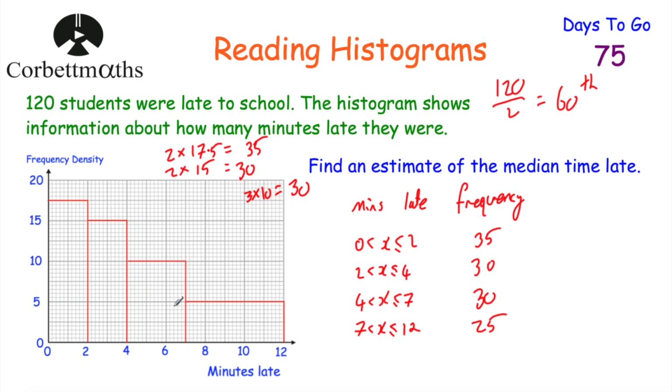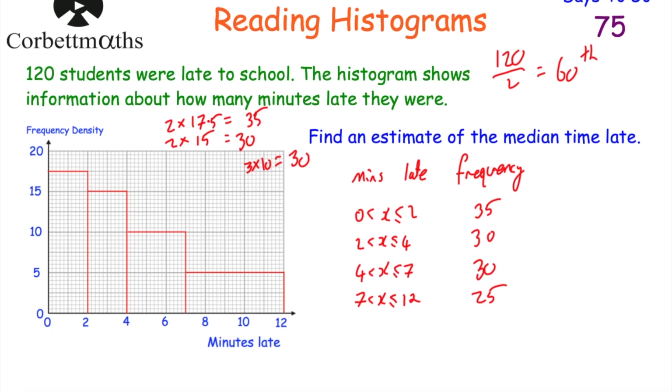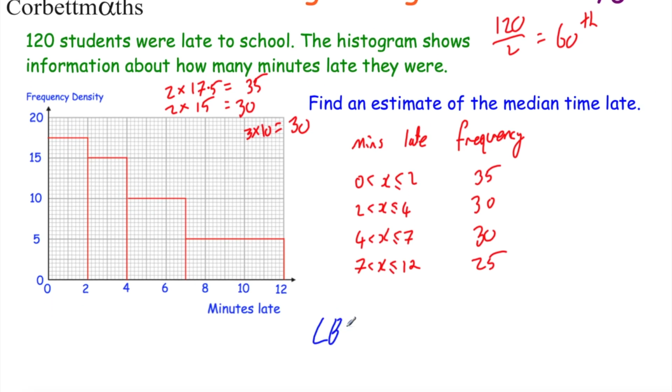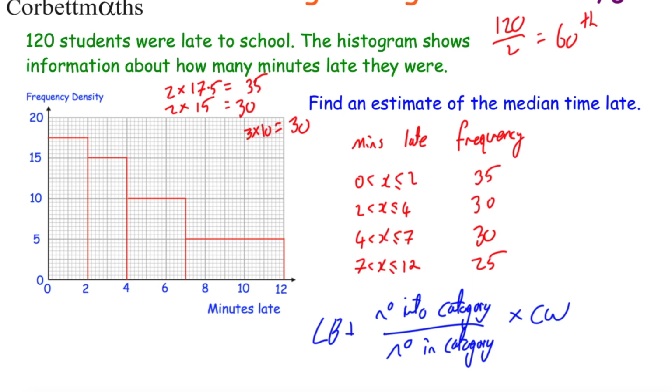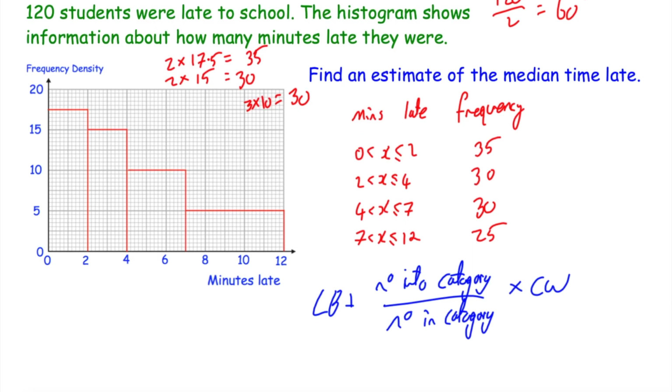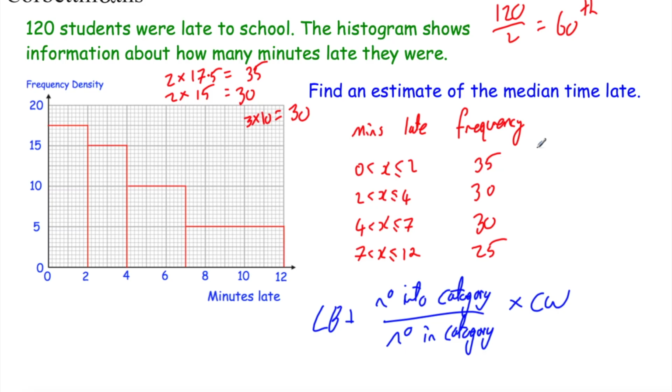Now, we could try and find where that line would go, but I'm just going to use linear interpolation in this question. So I'm going to go for the lower bound plus the number into category over the number in category times the class width. So in terms of this, let's find where the 60th value is. Is the 60th person in here? No, they're not. Is the 60th person in here? Yes, they are, because we've got 35 plus another 30 would be 65. So the 60th person's in here.